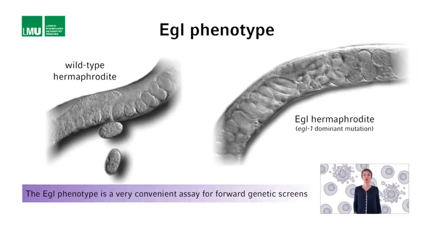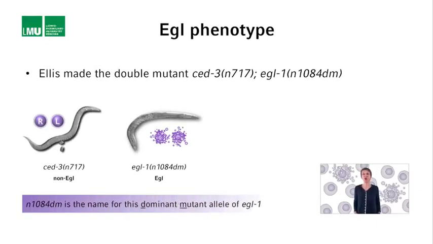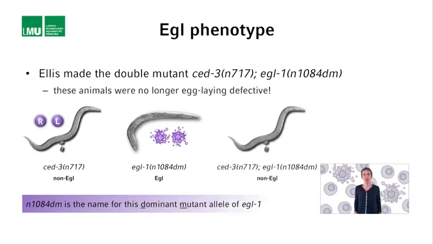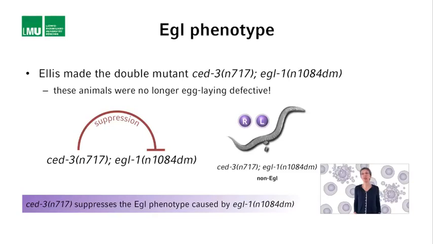During their analysis of the SET3 mutations N717 and N718, Hilary Ellis had made a double mutant with one of the dominant AGA1 mutations. And what she found is that these double mutant animals, SET3 and 717, AGA1 and 1084, for example, were no longer egg-laying defective. They were no longer egg-laying defective because the HSN neurons survived again. This meant that a general block in apoptosis, as conferred by the loss of SET3 function, suppressed the AGL phenotype caused by AGA1 and 1084.